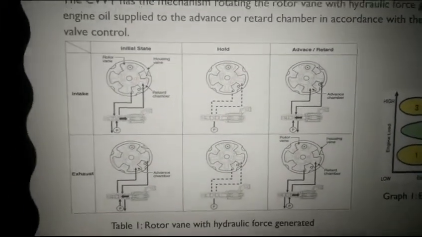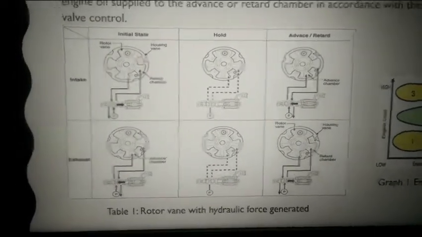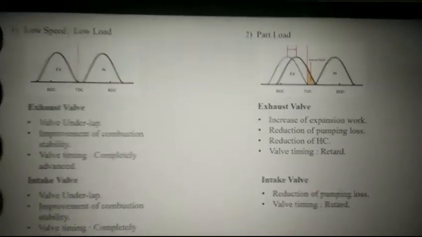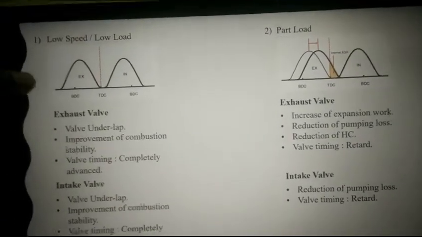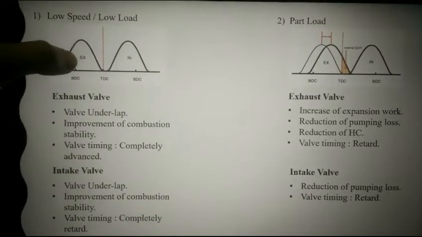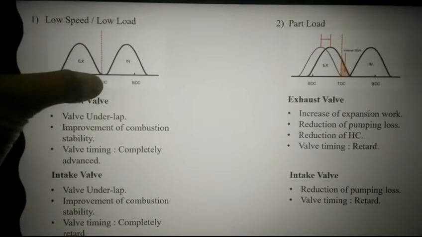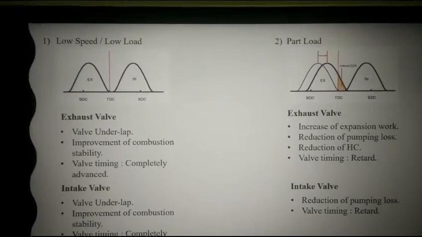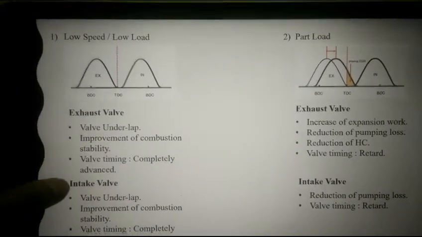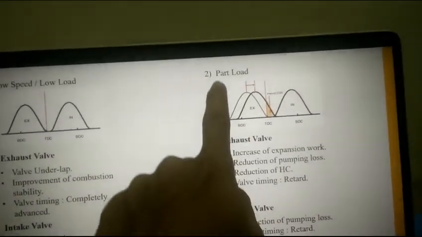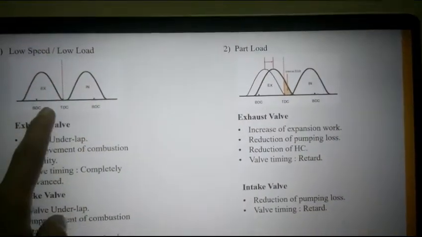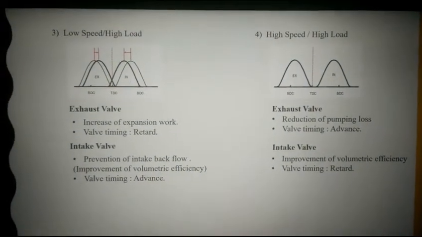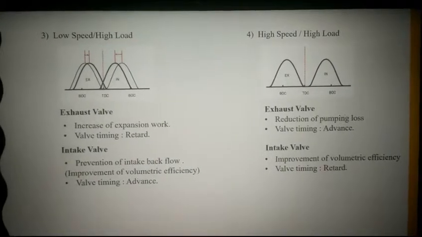We can see how it works. Next, we go to the graph. At low speed or low load, this happens at the exhaust valve and intake valve. This refers to the TDC, top dead center, and BDC, bottom dead center. We have the exhaust valve and the intake valve. Same as the part load, we see the difference between the graphs. The third one is low speed and high load, and the fourth is high speed, high load.